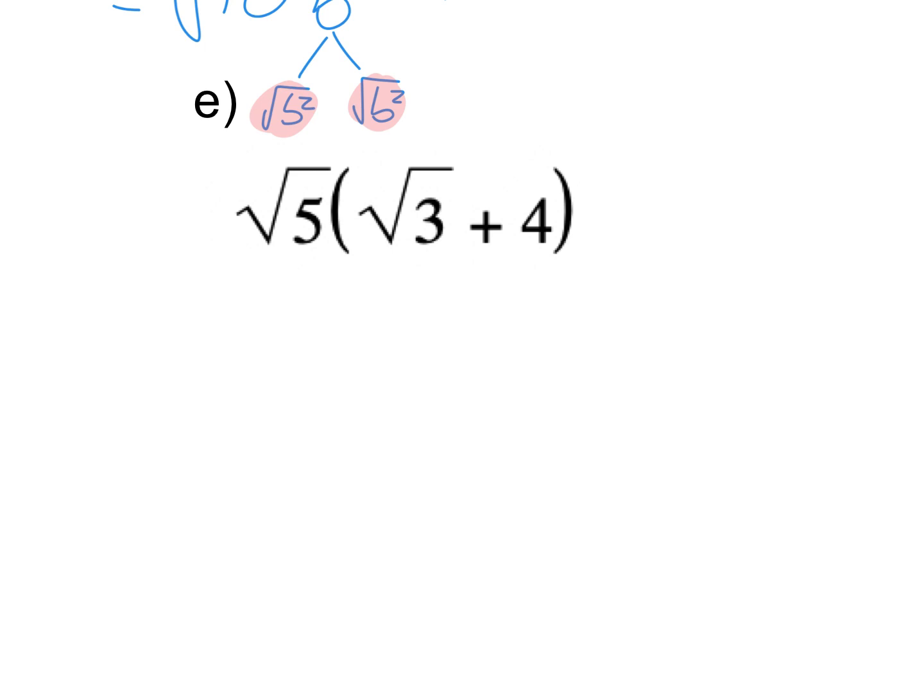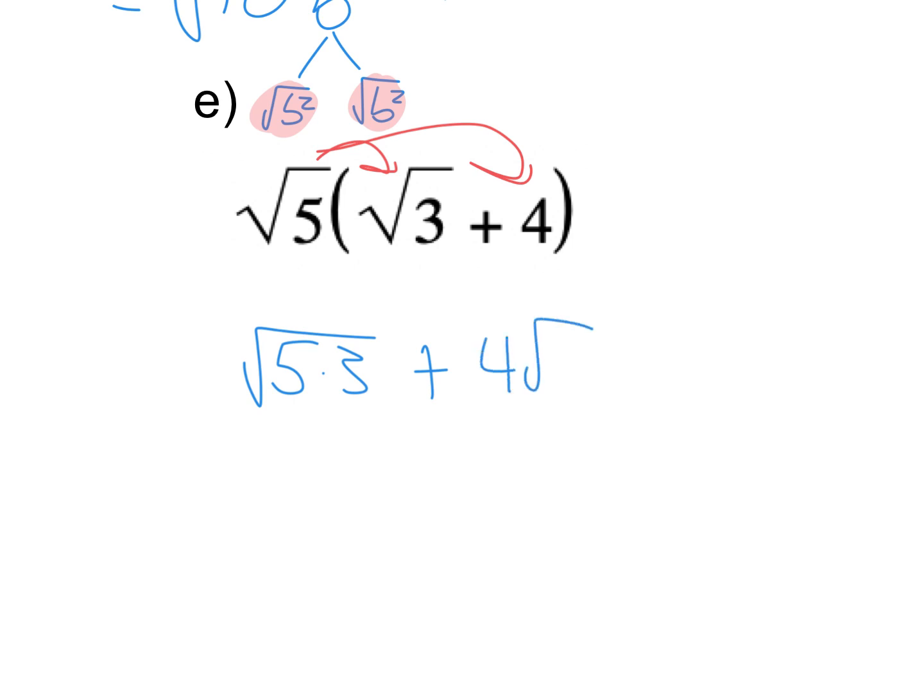All right, problem E. Now we have a binomial, so the square root of 3 plus 4 in parentheses, and then multiplying by this parenthesis, we have the square root of 5. So we need to distribute our square root of 5, and then from there, we're going to see some multiplying with square roots. So I have the square root of 5 times the square root of 3. That is going to be the square root of 5 times 3. And then plus the square root of 5 times 4, that's just going to be 4 square roots of 5.